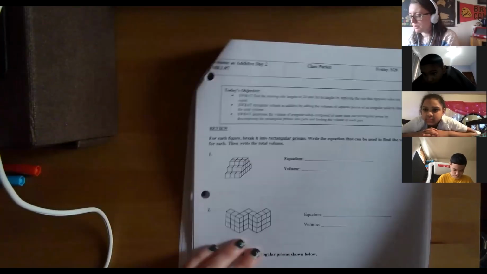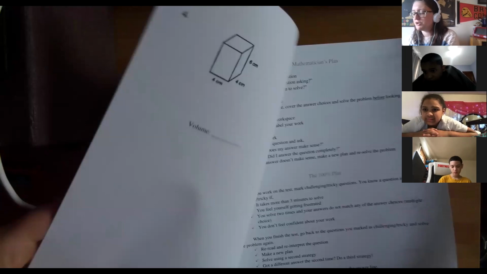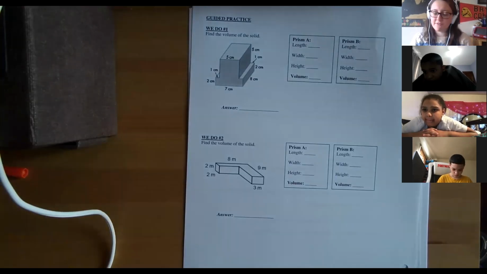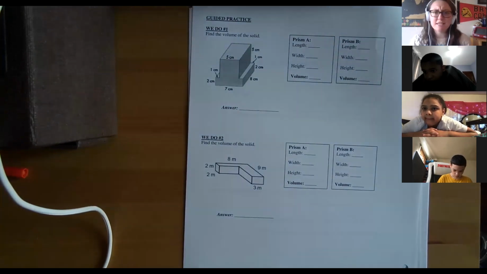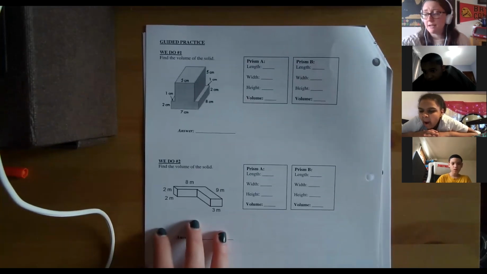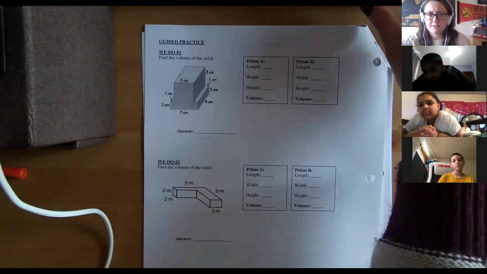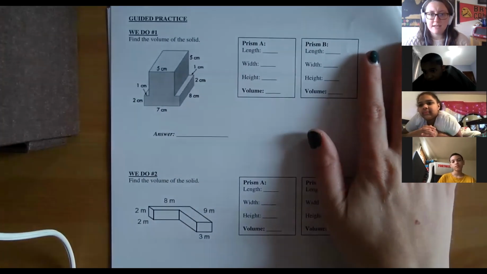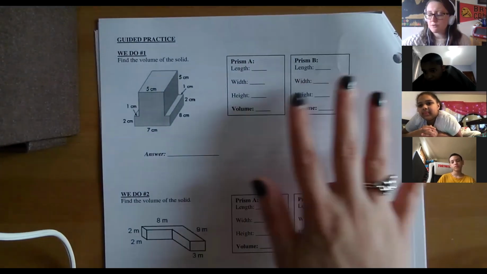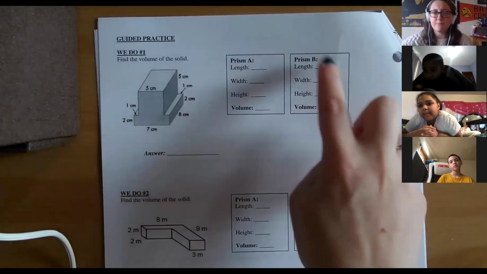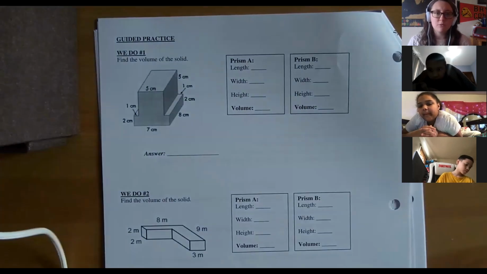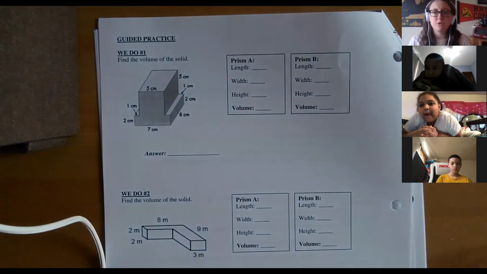We're actually going to skip the review today, and we're going to jump right into We Do number 1. We Do number 1 says find the volume of the solid. And so I see this really strange shape. It's definitely not a rectangular prism. And I'm noticing that there's a lot of different heights, widths, and lengths. And then I've got this box over here of Prism A and Prism B. Now I know that since it's not a normal shape, right away I'm going to have to split it into 2 different prisms.